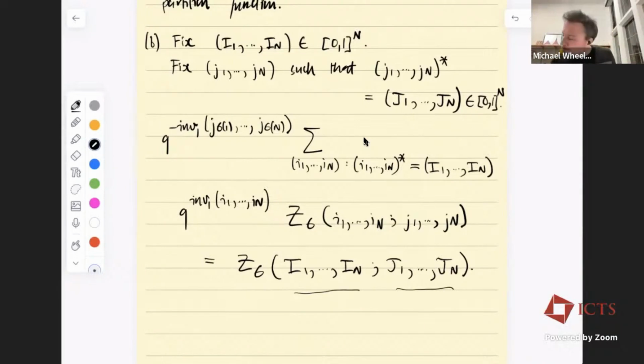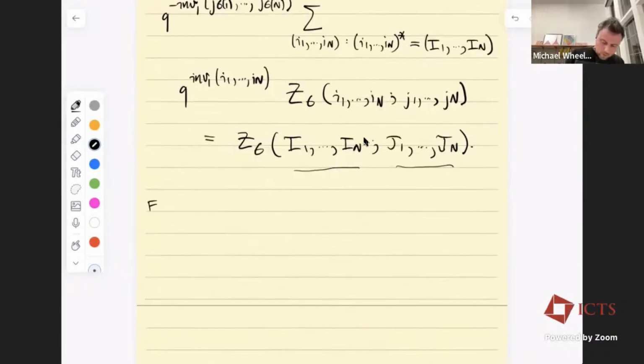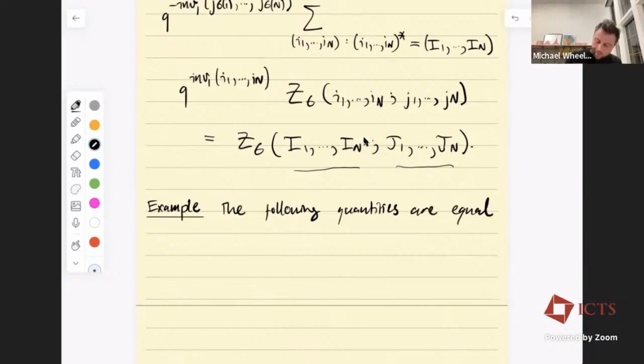All right. So I'm almost done. I wanted to conclude with a simple example, but it's actually an example that we're going to need in the talk tomorrow. So here it is. I'll write it as a claim. The following quantities are equal. So here is quantity number 1.